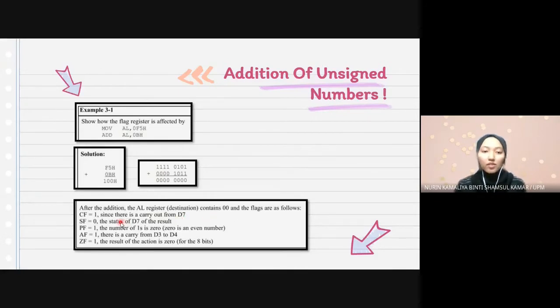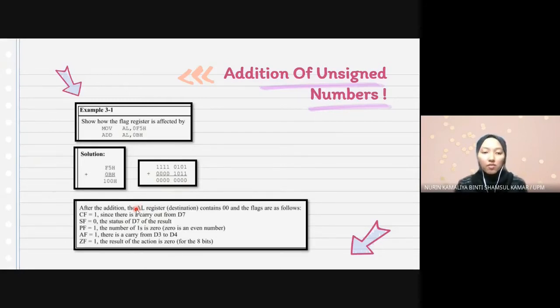The carry flag is 1 since there is a carry out from D7. The sign flag is 0 because the status of D7 of the result is 0. The parity flag equals 1 because the number of 1s is 0, and 0 is an even number. In the result, there are no 1s, so that means 0, and 0 is an even number. That's why the parity flag for even is 1.